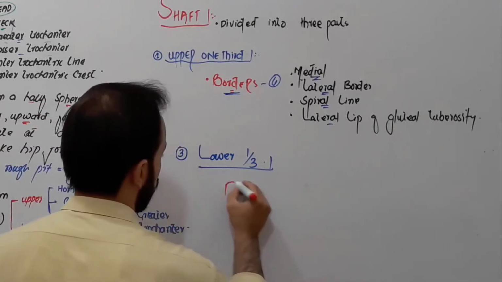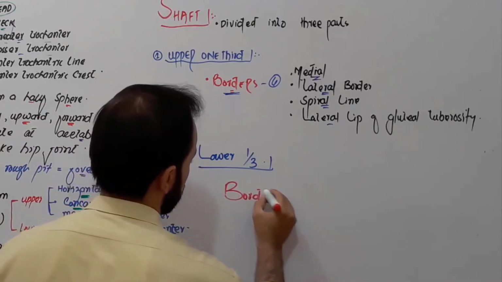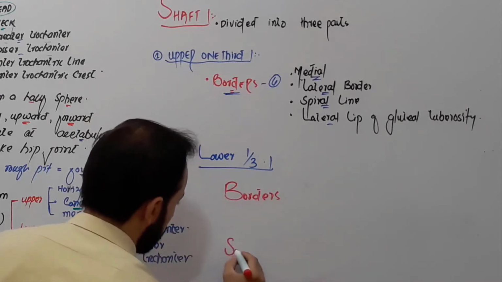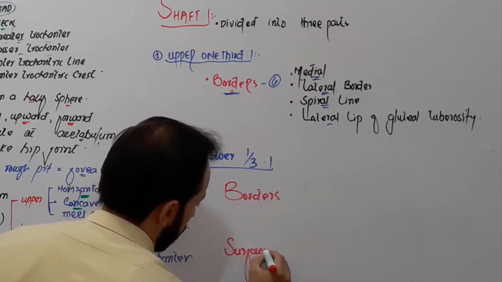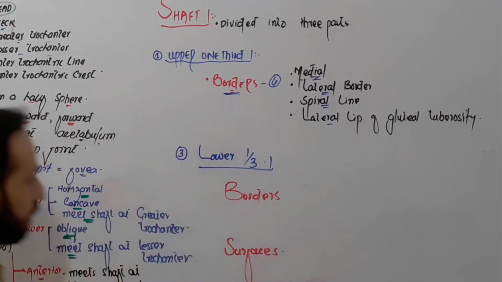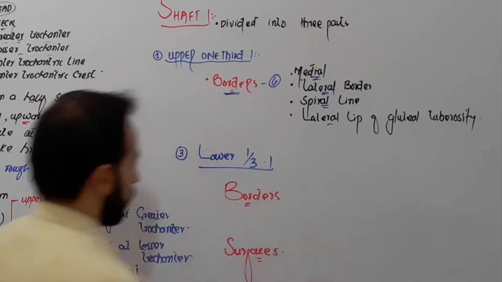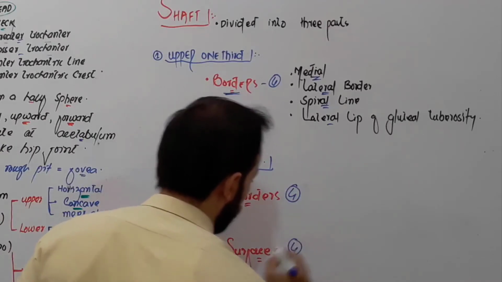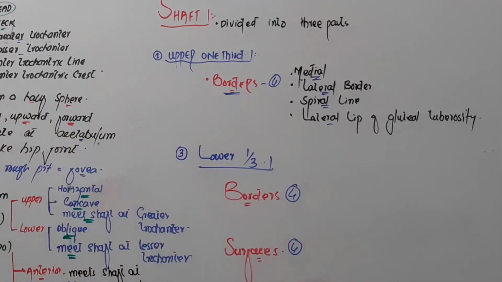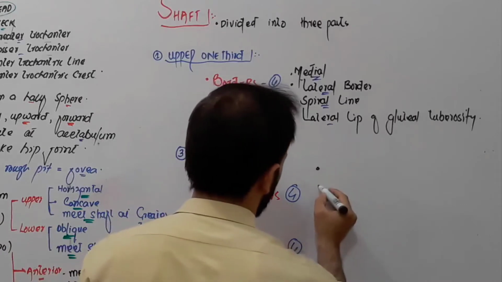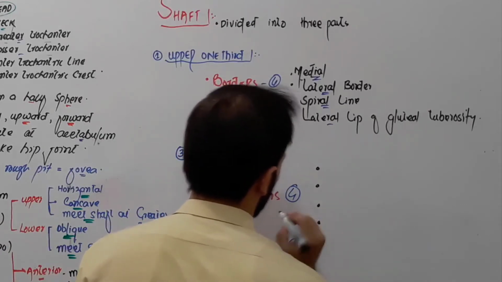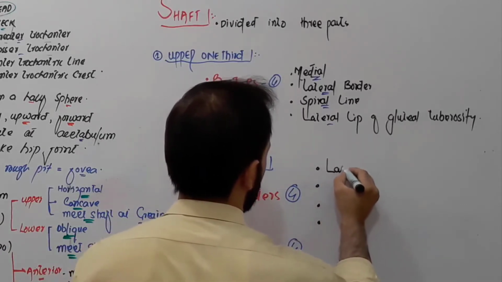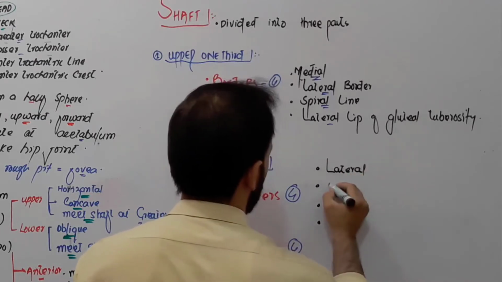Lower 1/3 has borders and it has, my dear friends, surfaces. How many borders, how many surfaces? There are four borders and four surfaces. And what are those borders? How many borders? Four borders. 1, 2, 3 and 4. So what are those? Those are the lateral border and the medial border.